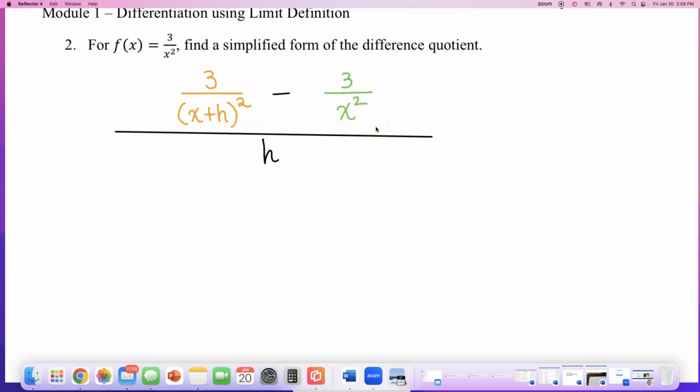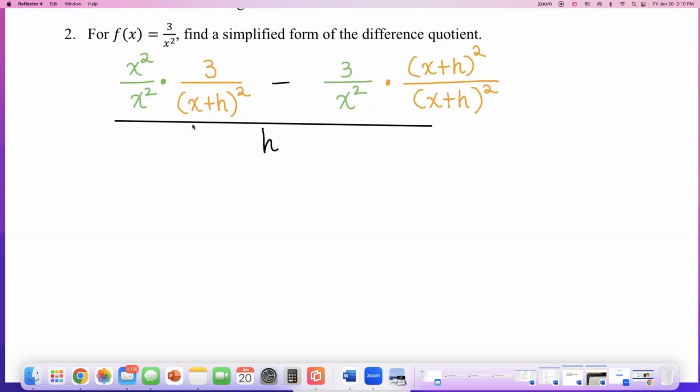So what I'm going to do is multiply this first orange fraction by the denominator of the second fraction. You see, the green fraction has x squared in the bottom. So look at this. I'm going to multiply the top and bottom of this orange fraction by x squared over x squared. Okay? Now I'm going to multiply this second fraction, this green one, by the denominator of the first fraction, which is x plus h squared over x plus h squared. Okay?